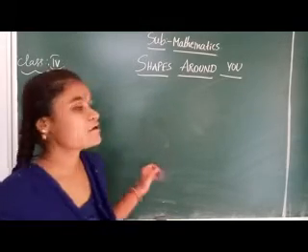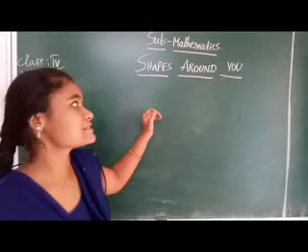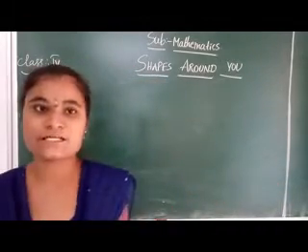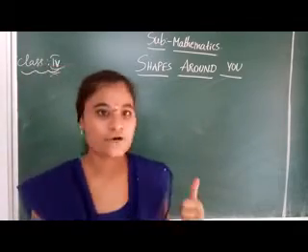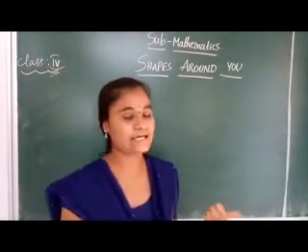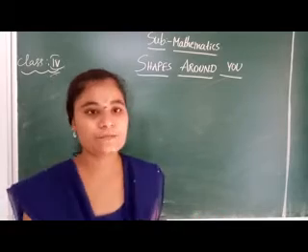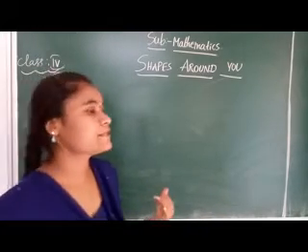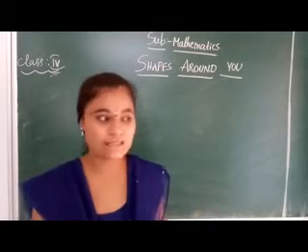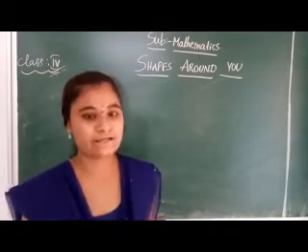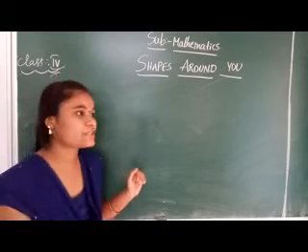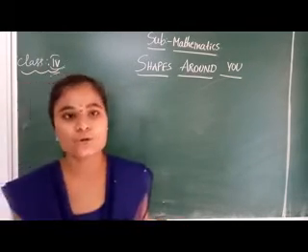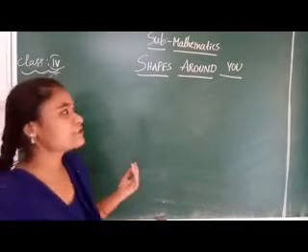Hope, class students, we already discussed shapes around you in the previous class. There are two types of shapes: 2D shapes and 3D shapes. 2D shapes consist of length and breadth. Examples of 2D shapes are square, rectangle, triangle, circle. 3D shapes consist of length, breadth, and height. Examples of 3D shapes are cube, cuboid, cylinder, cone, sphere. These are all the 3D shapes.